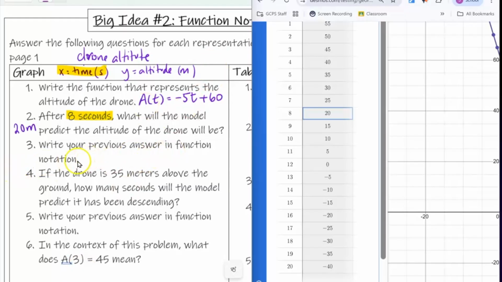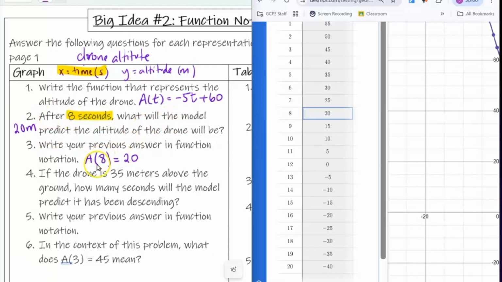Write your previous answer in function notation. So what is function notation? This is function notation. So I want a of t, right? And what is t? T is what? Number 8. And that is equal to my y, which is what? 20. So that's function notation to represent this whole long sentence that says after 8 seconds, what will the model do?